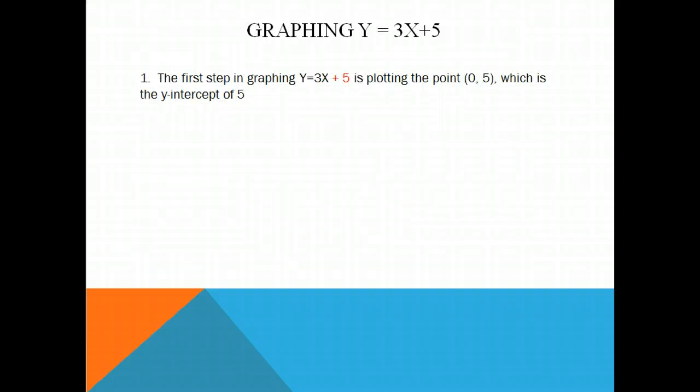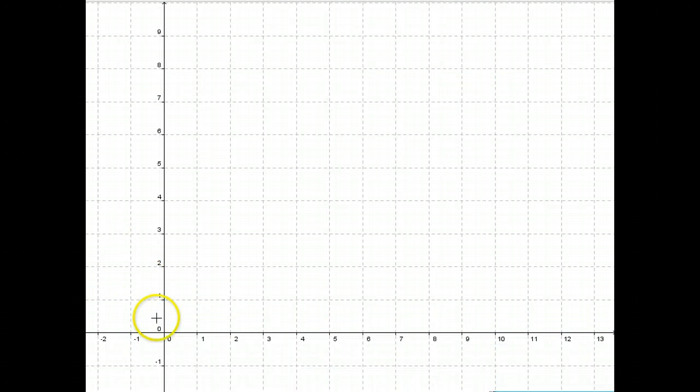Okay, the first step in graphing this equation is plot the point 0, 5. You plot the b, the y-intercept. This is the b part of the equation. So let's go to our graph and put the point 0, 5. On the y, you're going to go from the 0, go up 5, and plot the point.